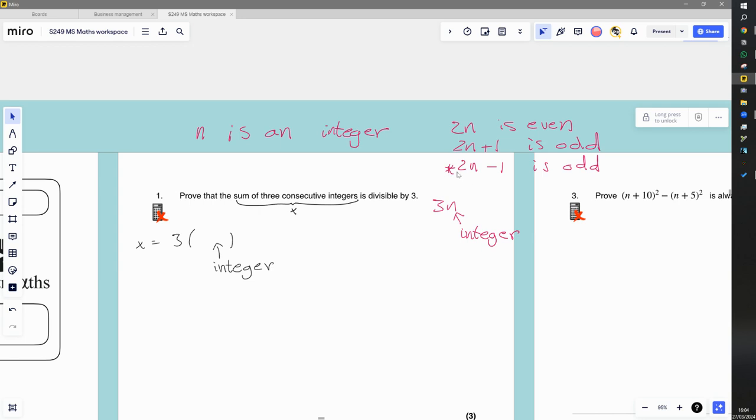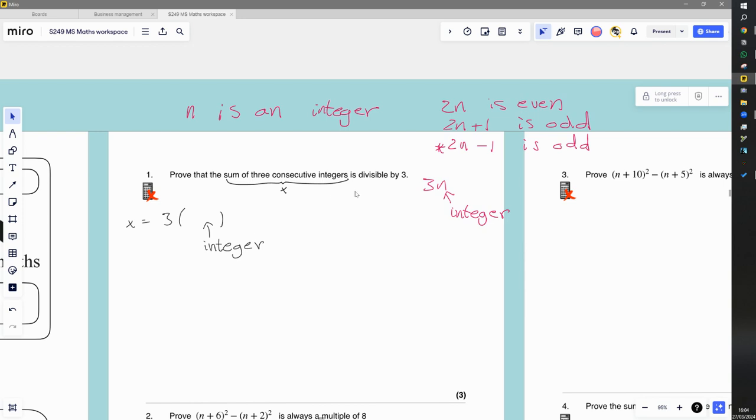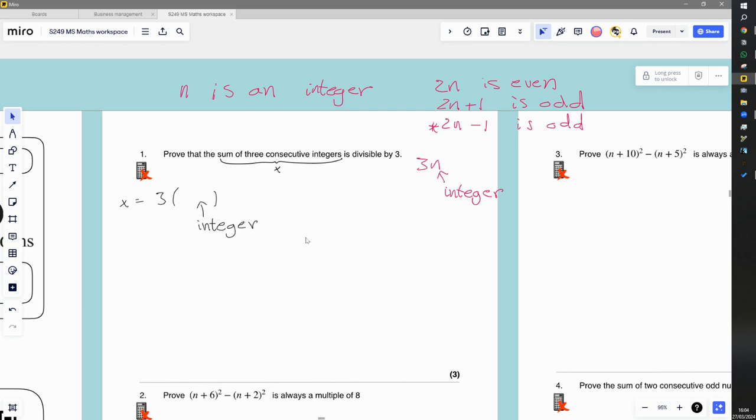So that's useful. Now, with this question, we have to prove that the sum of 3 consecutive integers is divisible by 3. So let's call the sum of 3 consecutive integers x. We're going to try to rearrange it to be in this format, where we have 3 multiplied by something, where the something is an integer. If that something is an integer, then 3 times that something is guaranteed to be divisible by 3. Whenever you multiply a whole number by 3, the answer is in the 3 times table, therefore it's divisible by 3.